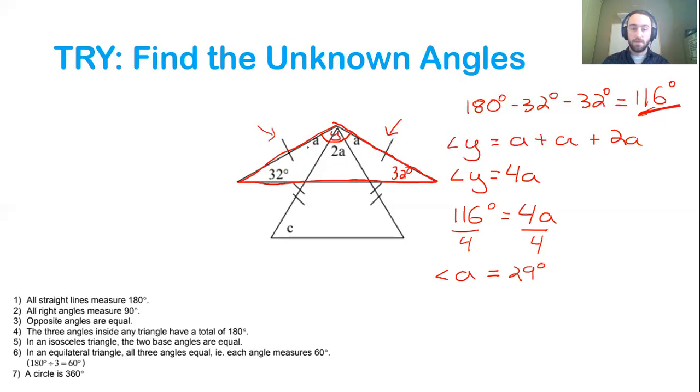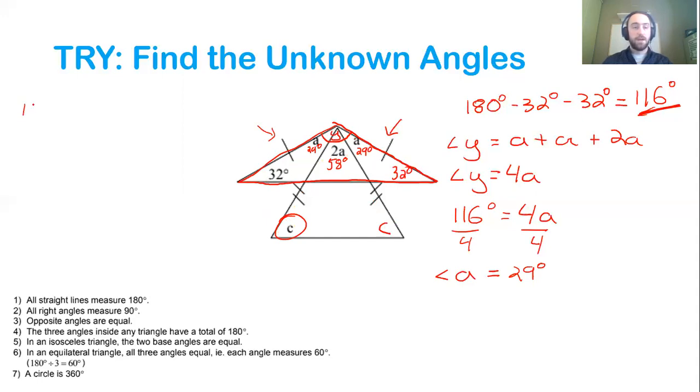So we have solved for this angle here, 29 degrees. We've also solved for this one here at 29 degrees. 2A is simply 29 degrees multiplied by 2, giving us 58 degrees. Okay, now we simply use the same exact rules in solving for angle C. Because angle C is also in an isosceles triangle, we know that angle C is equal to this angle here. So we can label this angle C as well.